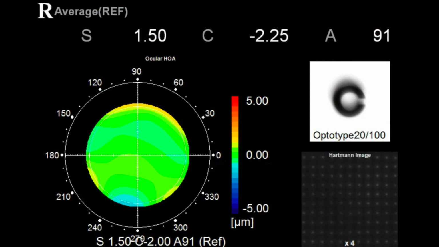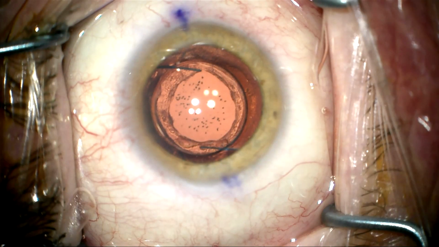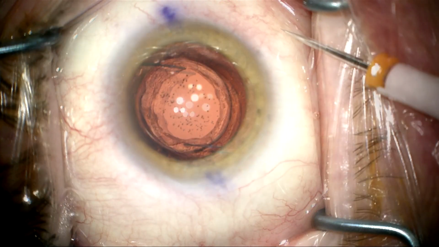His refraction shows significant hyperopic against the rule astigmatism. And Barrett formula tells us he would benefit from a toric lens with 3 diopters of power.